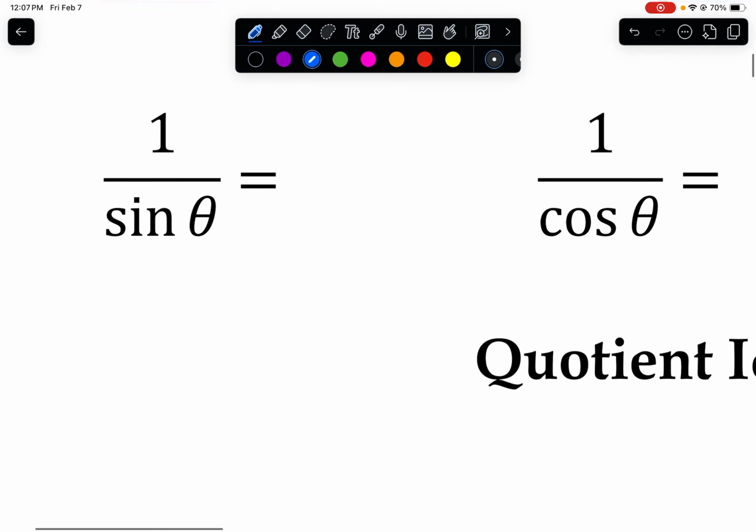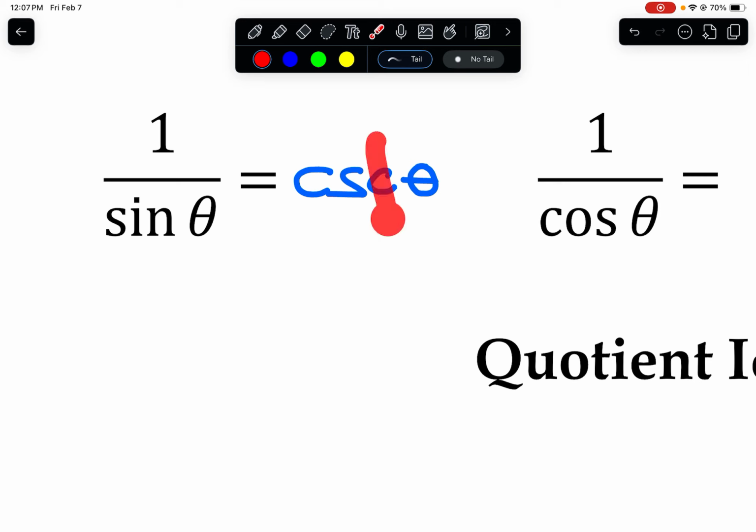All right, so let's go through it. 1 over sine theta is going to be cosecant theta. Remember, don't forget to include your variable. You have to include your variable. If you just write cosecant, that would be wrong, and you would not get any credit.